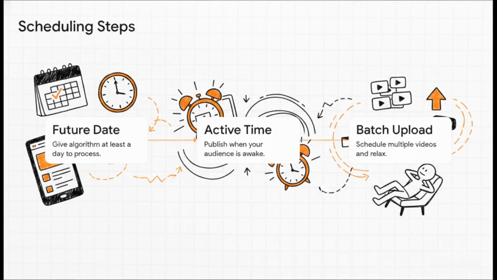Step 2. Pick an active time. You want to drop this when people are actually awake and browsing. And step 3, relax and batch upload. Since you're scheduling, you can easily upload 5 or 10 pieces of content in a single day, schedule them all out for the week, and literally step away from the computer.